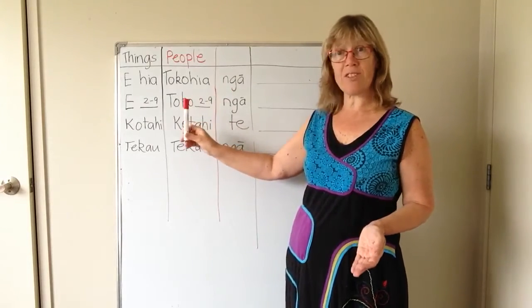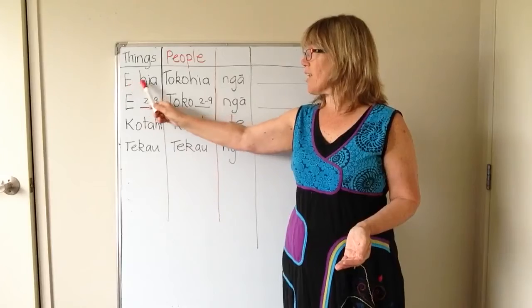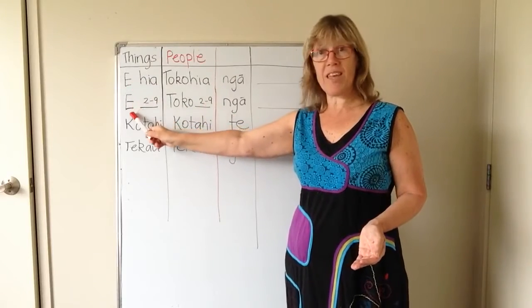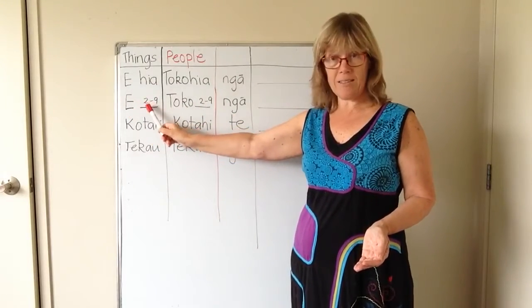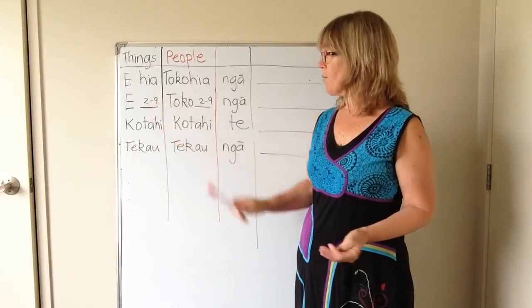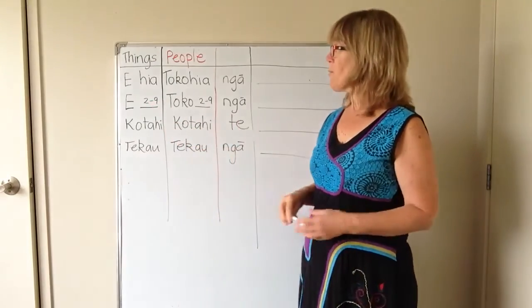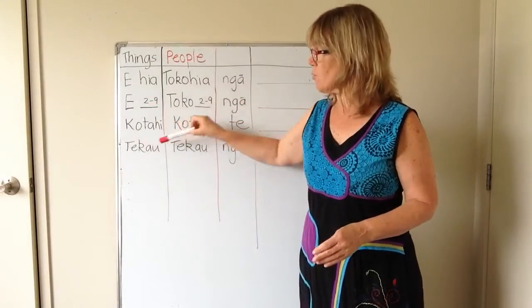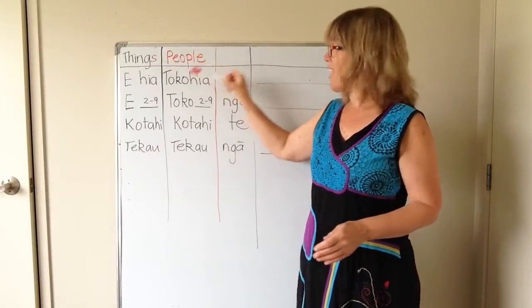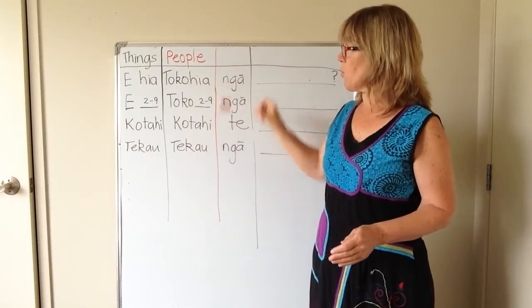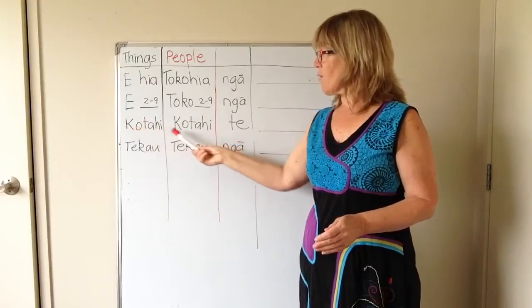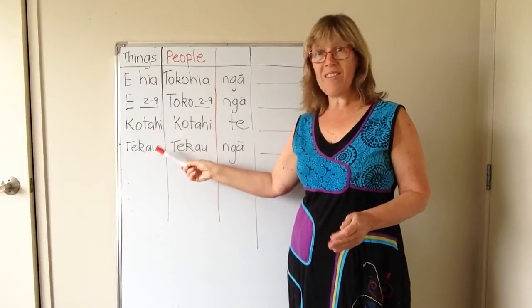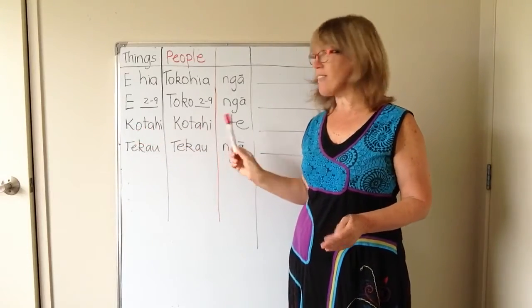So when we were counting things, we would say here ngā, and we had the for answers that were 2 to 9. Same with people. So here you see this is what happens if it's things, and this is what happens if it's people. So you can see that for things and people, the answer for one is the same.